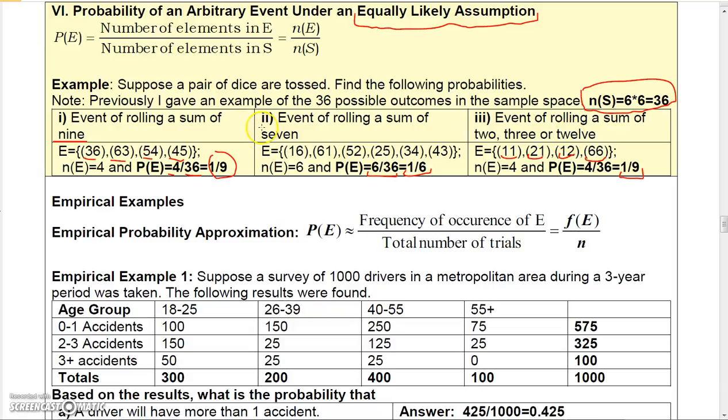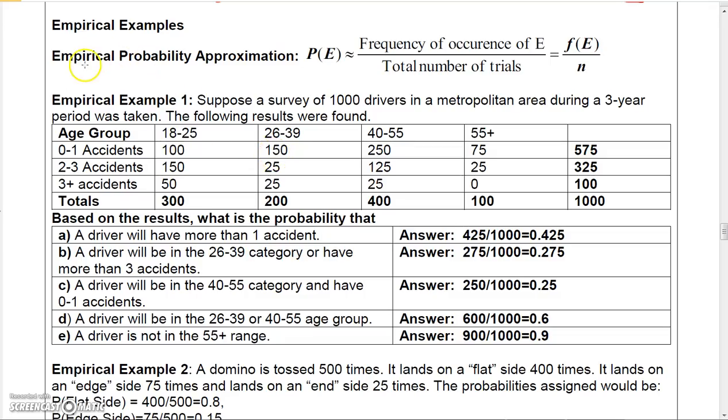You might remember that if you roll a 7 in the game of craps right off the bat, you win, but if you roll the 7 after the first roll, you generally will lose. So I'm going to follow it up with an empirical example.